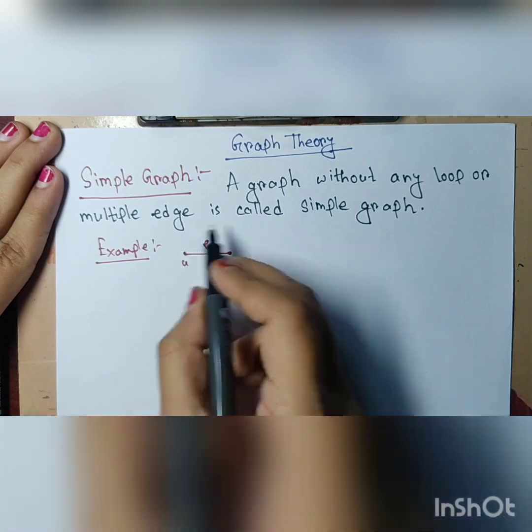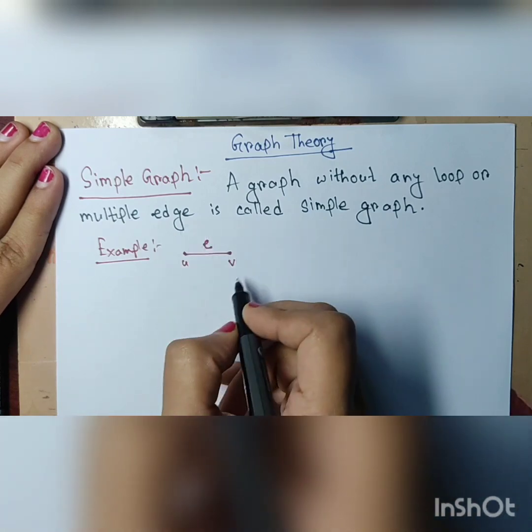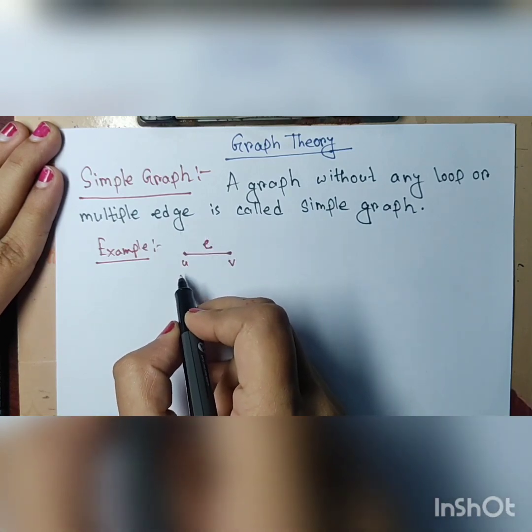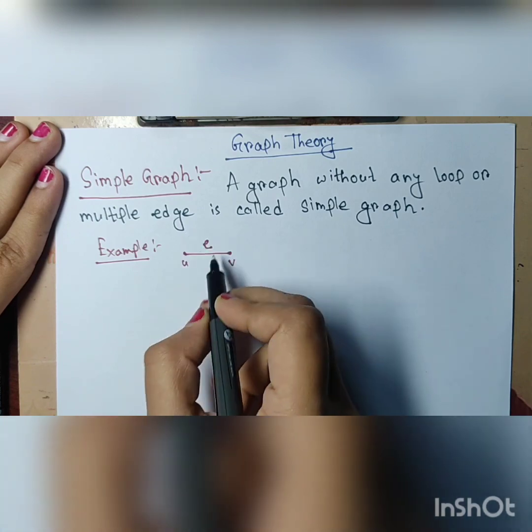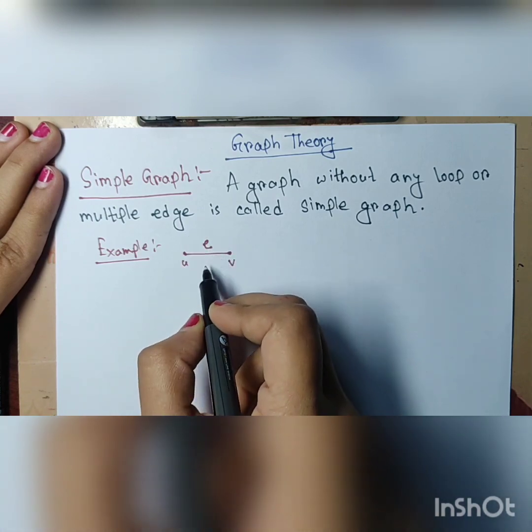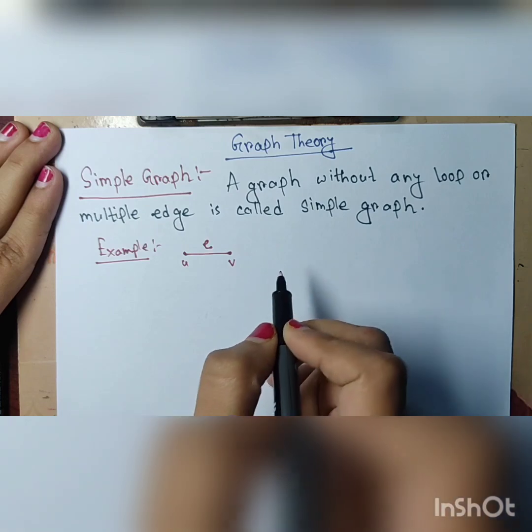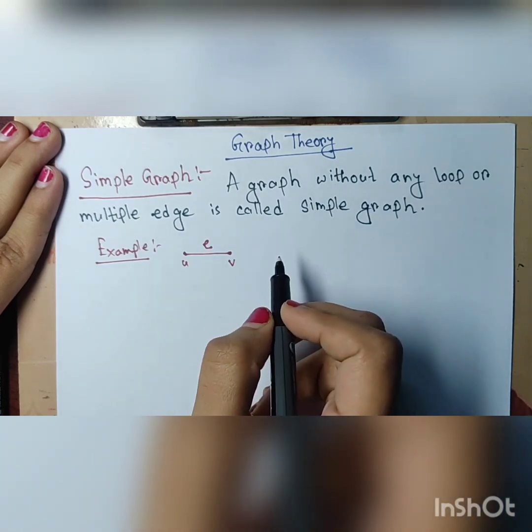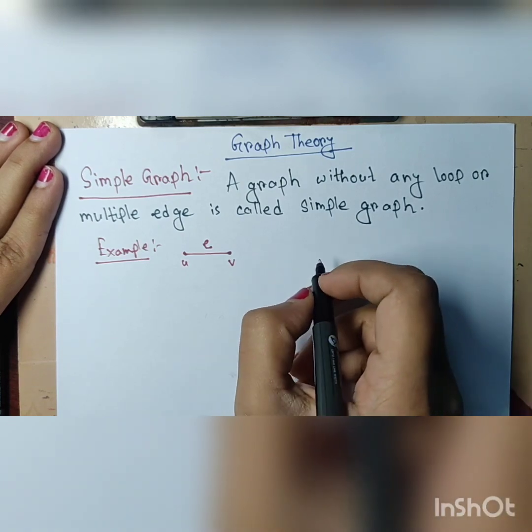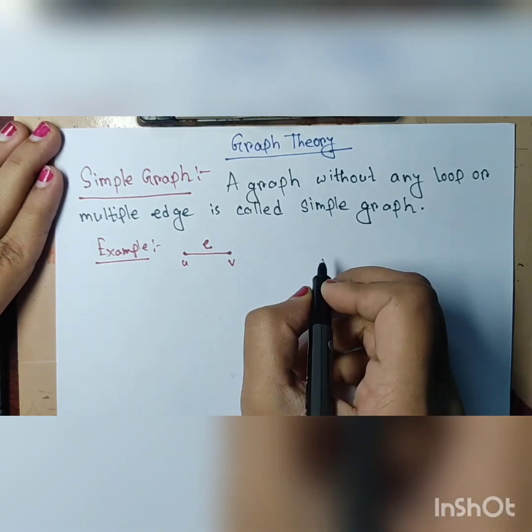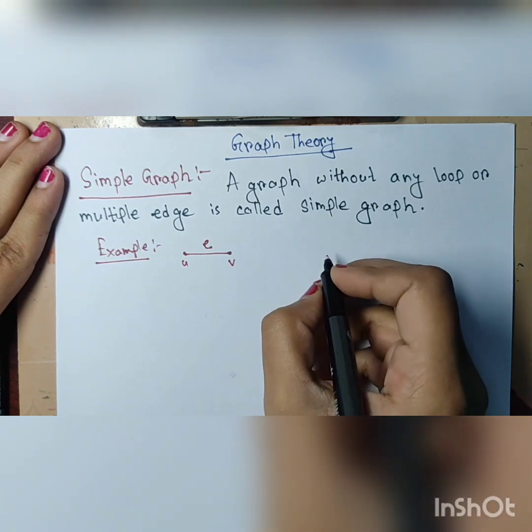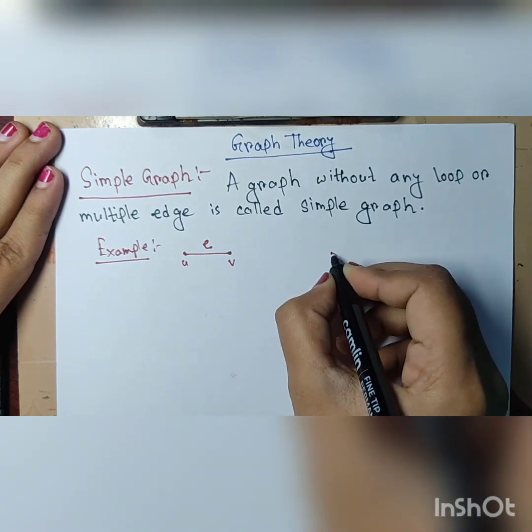For example, we have drawn this figure. This is a graph, and here there are only two vertices u and v, and there is only one edge. So this graph is a simple graph because there is no loop or multiple edge. It will be easier to consider a counter example for better understanding. So let us consider this graph.